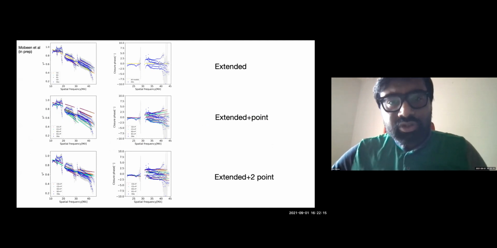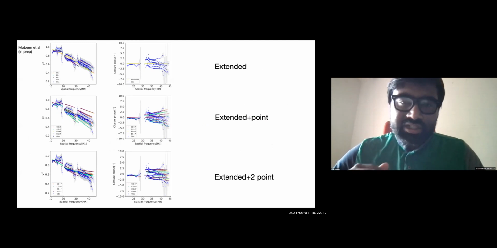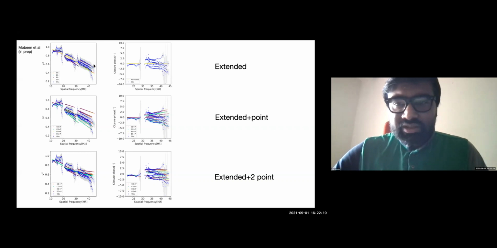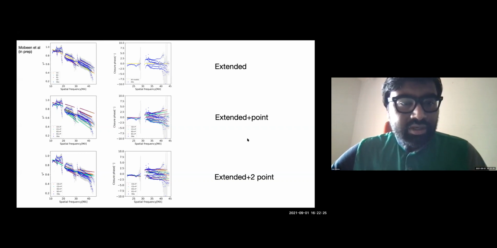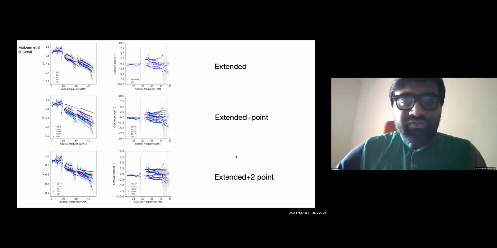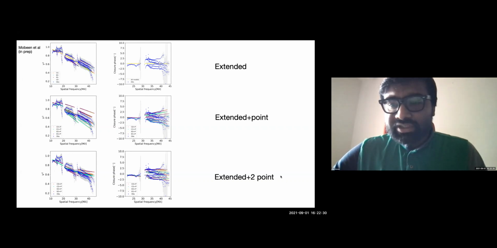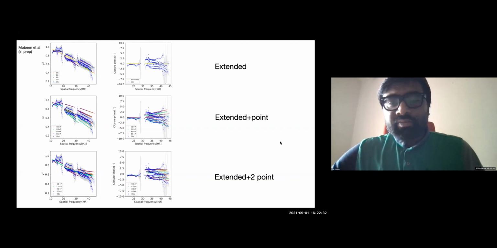So we modeled these visibilities in 3 broad ways. The first being to use just an extended component, a disk or a Gaussian. The second was an extended component plus a point source, the point source representing the central star in the merger remnant. And finally, we used an extended plus 2-point source modeling approach.